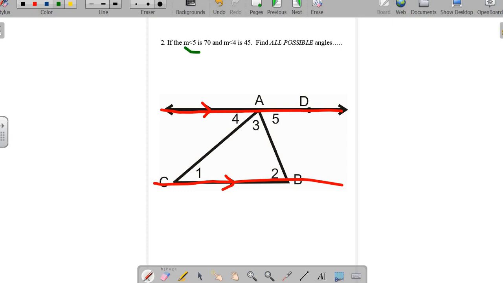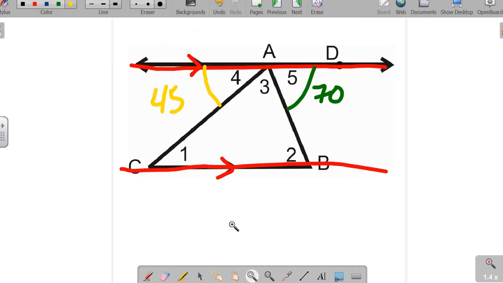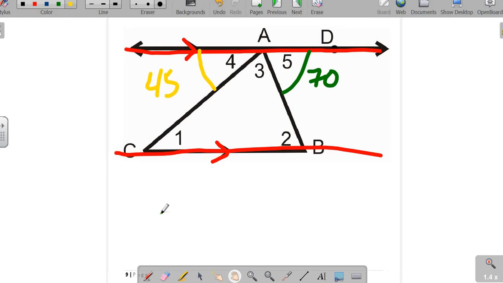We are told that the measure of angle 5 is 70, and that the measure of angle 4 is 45. Find all possible angles. So there's two things you need to watch out for here. The two things are the fact that this triangle, angles 1, 2, and 3, add up to 180, but also you have parallel lines in play. So you can do this, armpits of the Z.